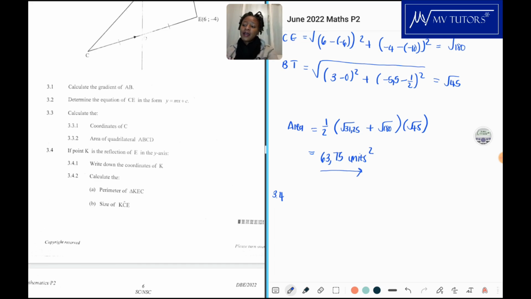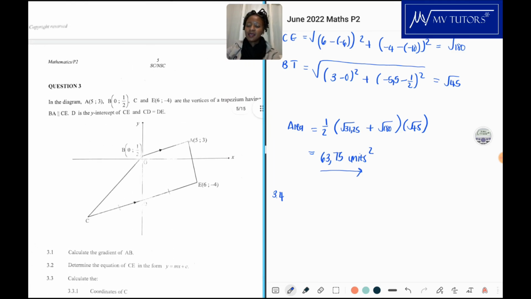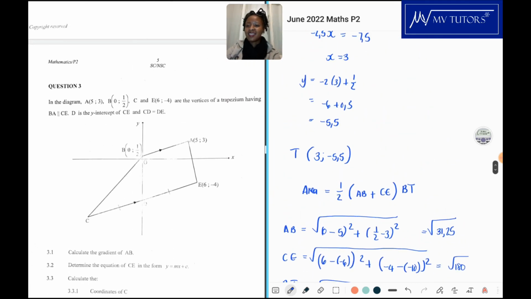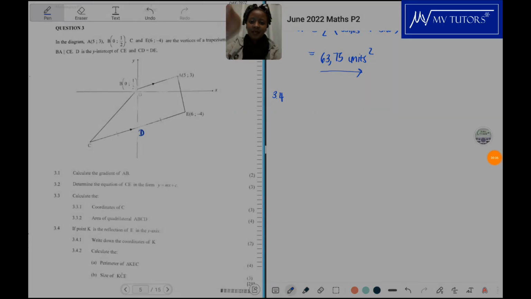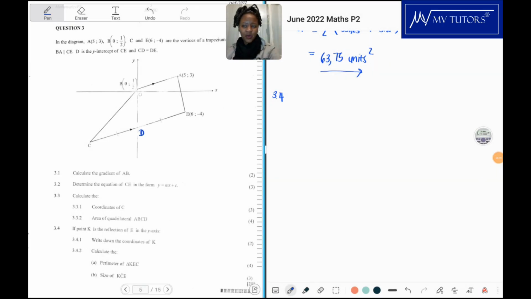3.4. Now if point K is a reflection of E in the y-axis. How I wish I could sketch on this thing. Alright, let me see if I can sketch. Let me pause and then get back to you. Okay, so I found a way of writing. Okay, let's get back to the question. So 3.4 says if point K is the reflection of E in the y-axis.